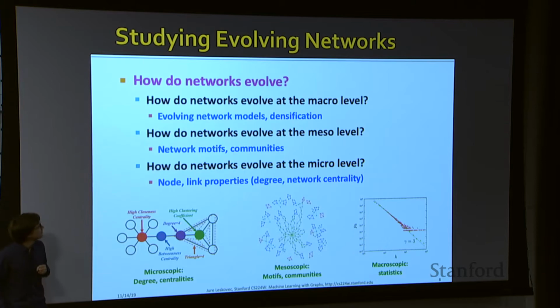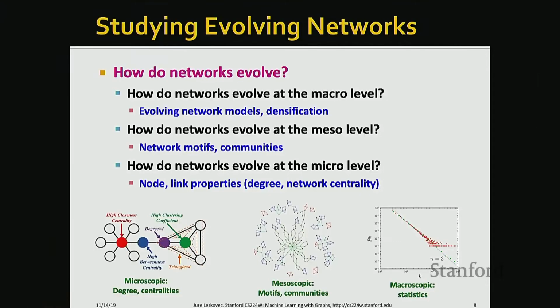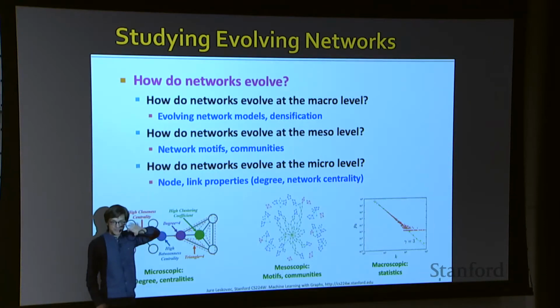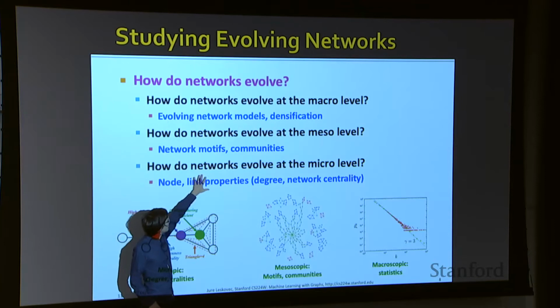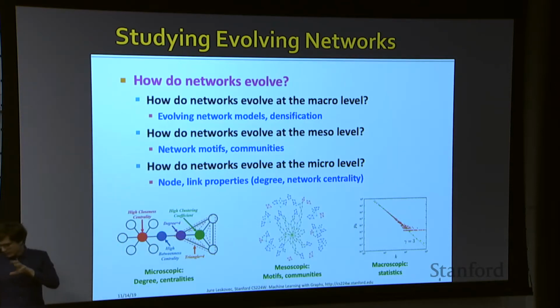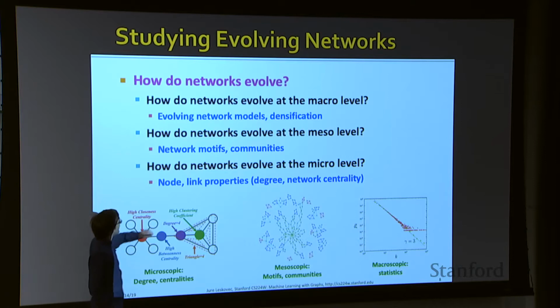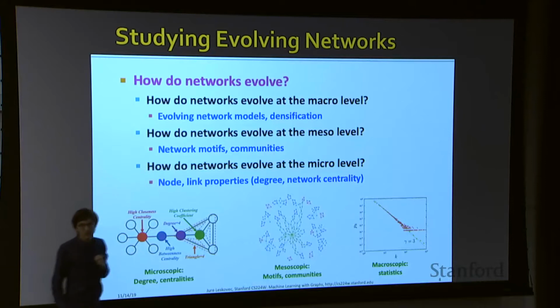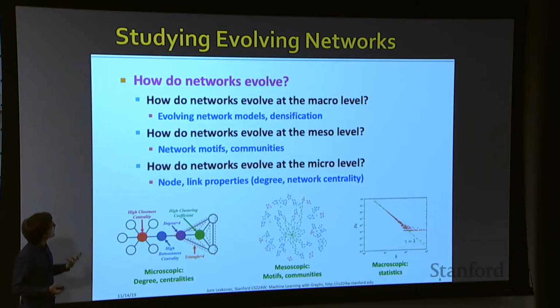So now what are we going to do in this class today? We are going to talk about ways to study evolving networks at several different levels. We'll talk about how networks evolve at the global macroscopic level. We will talk about how networks evolve at this kind of intermediate scale of resolution. We will talk about how network motifs can capture evolution of networks. And then we'll also talk about how networks can evolve at the level of node properties. And the way we'll do the lecture, we'll first do number one, then we'll do number three, and then we'll do number two.